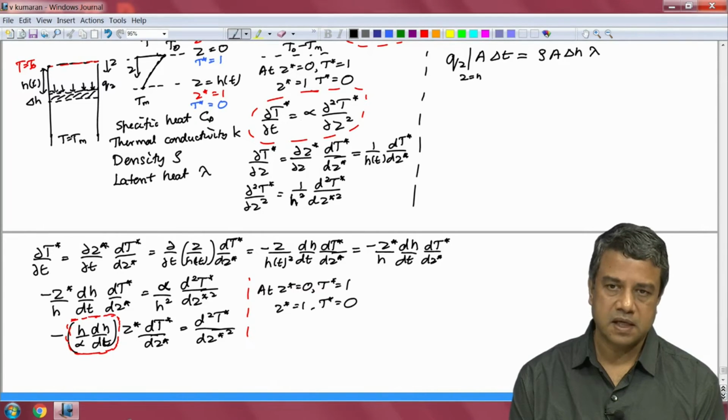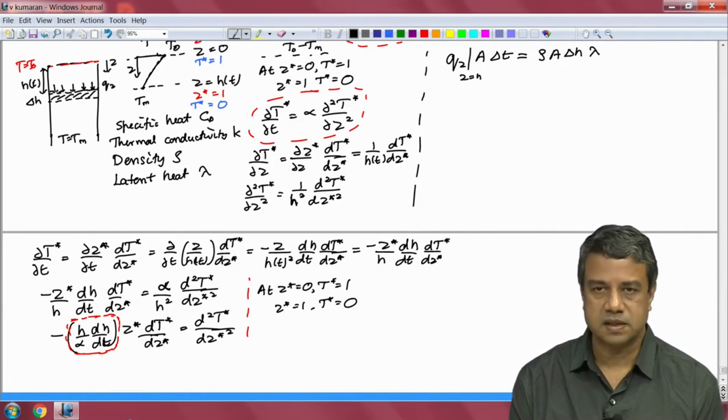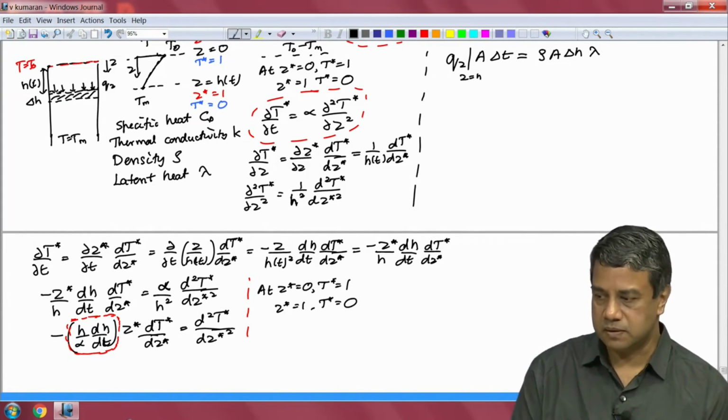Note that the flux is at a specific value of z equal to h.